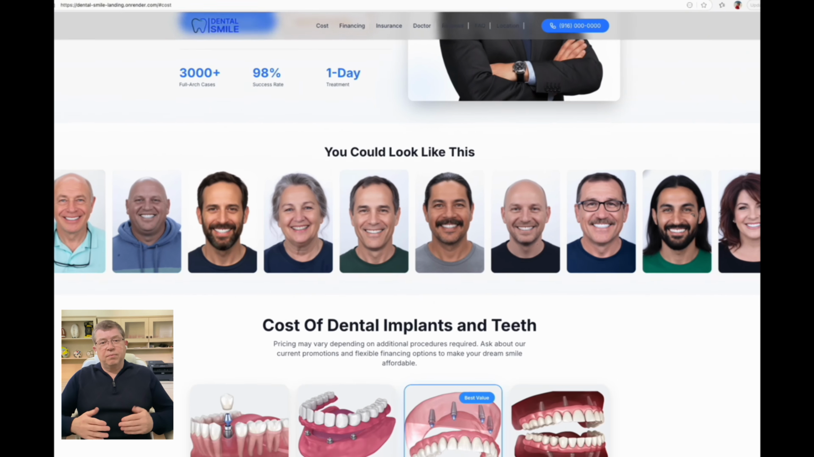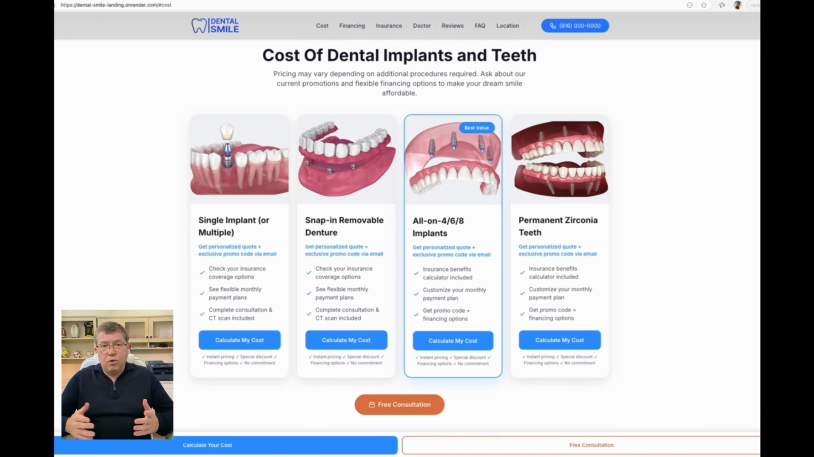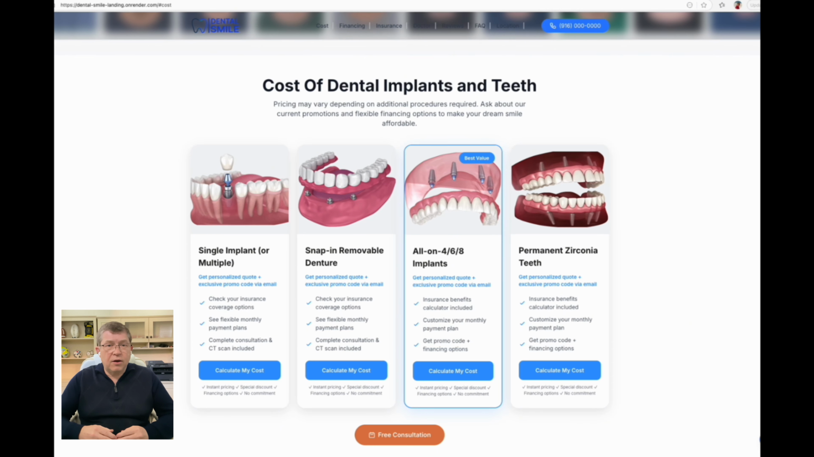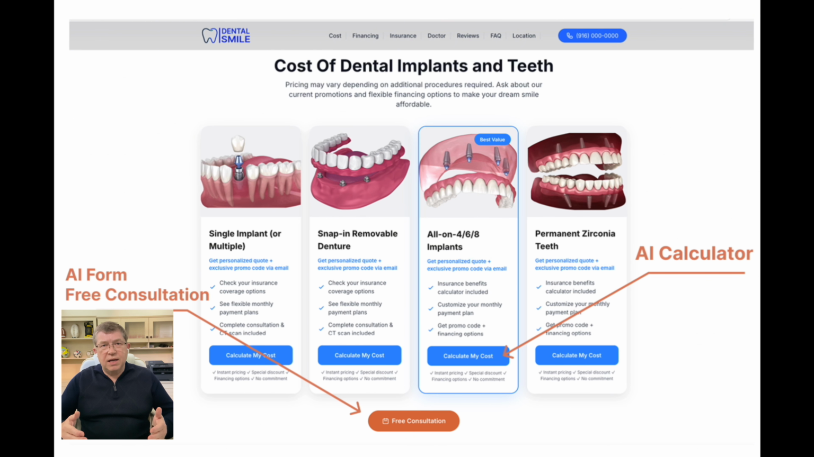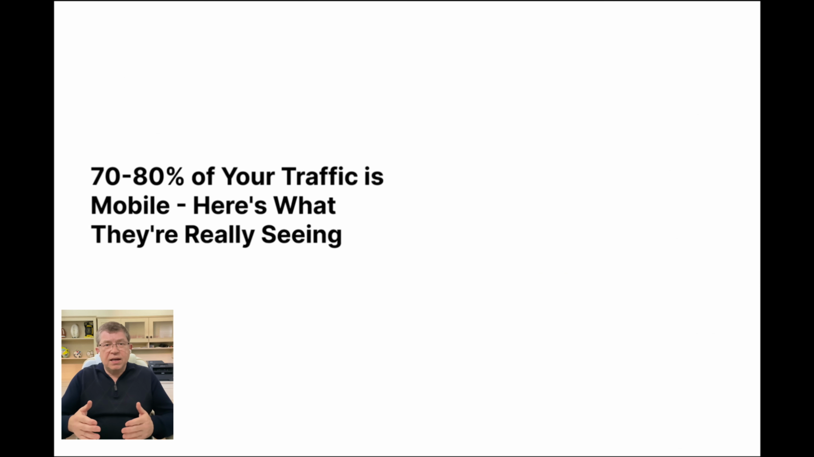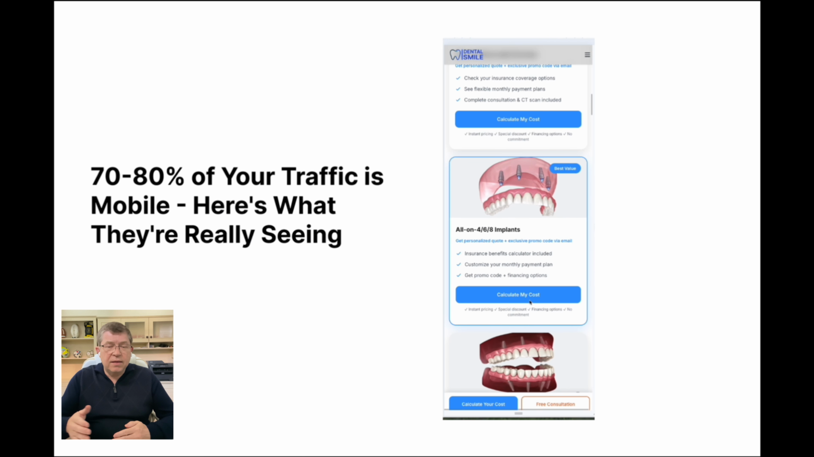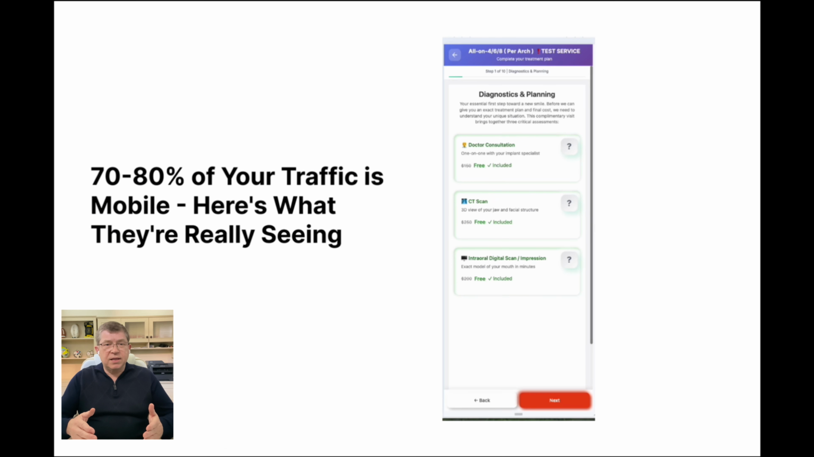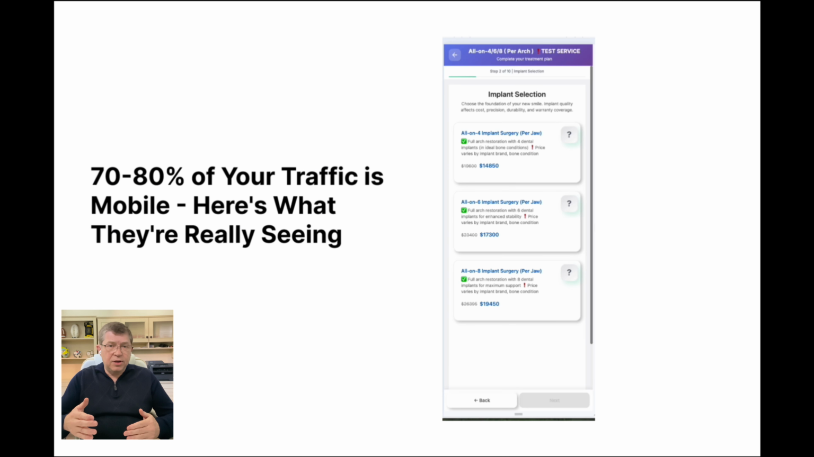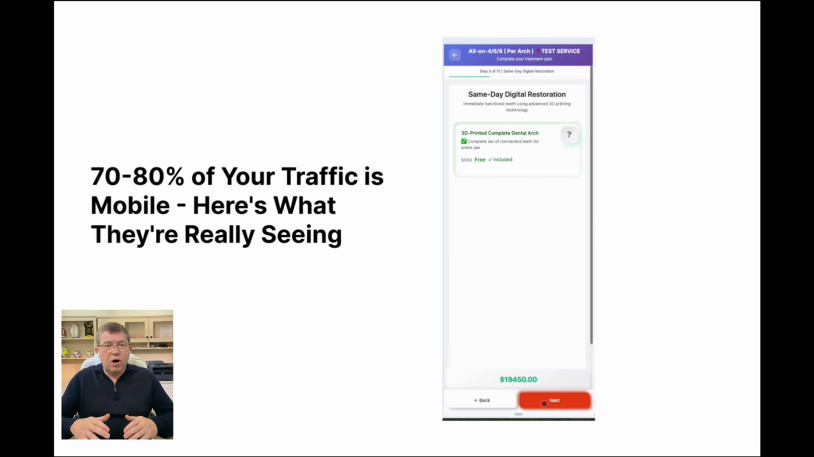See this? This is an AI-powered widget that combines a price calculator and a smart free consultation form. Drop it on your dental implant site and it'll triple your lead capture rate. In the next 5 minutes, I'm going to show you how practices are using this to turn their $10,000 ad budgets into 8 to 10 all-on-X cases per month instead of the usual 2 or 3. That's 800% ROI in your first 30 days.